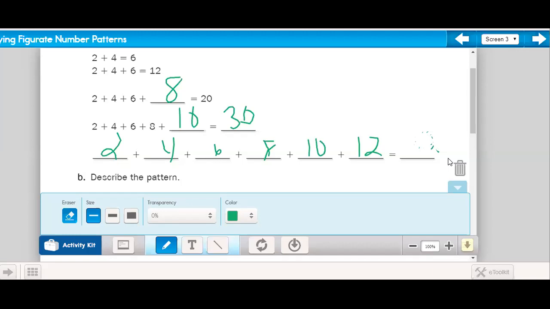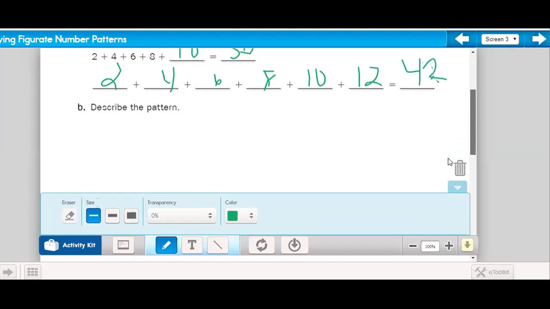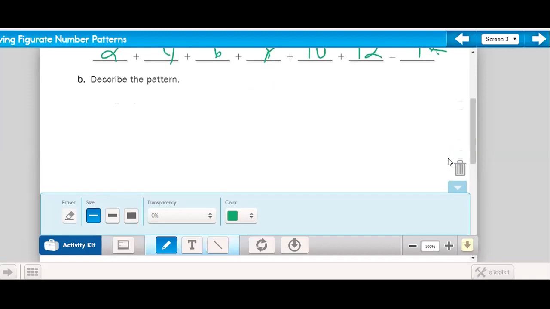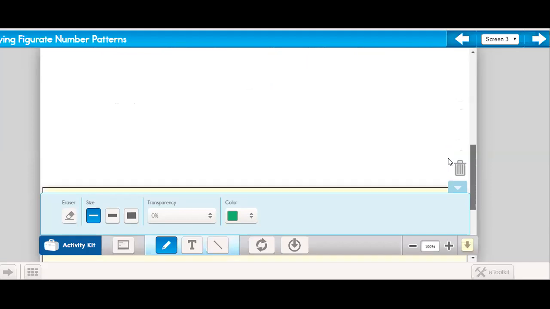The last one, 2 plus 4 plus 6 plus 8 plus 10 plus 12. If you're thinking, oh my, how am I going to add all that? Well, the only thing new that we're adding is the plus 12. So you just think 30 plus 12 is 42, and you don't have to add all that anymore. So next, describe the pattern, pause the video, and then move on. So we've got to describe the pattern it looks like.